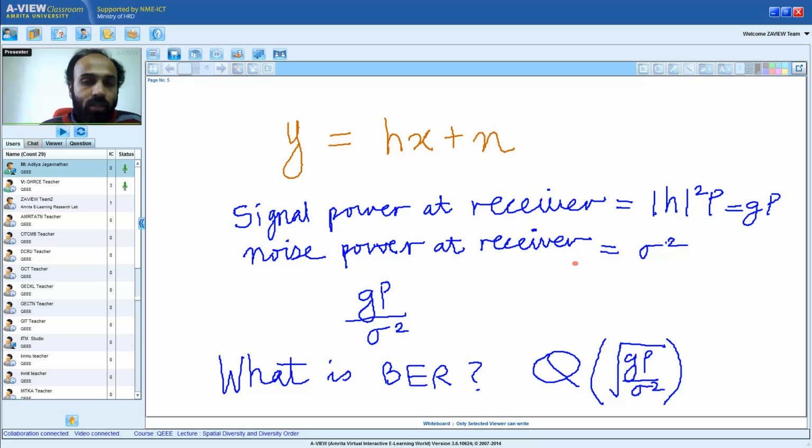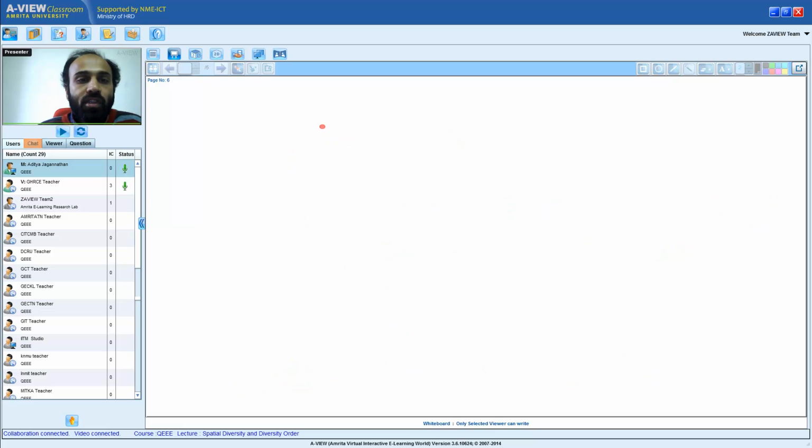So because of the fading nature of the channel, the SNR has changed. Therefore, the bit error rate is Q times square root of GP over sigma square. So the bit error rate in this fading wireless channel equals Q times square root of G P over sigma square.